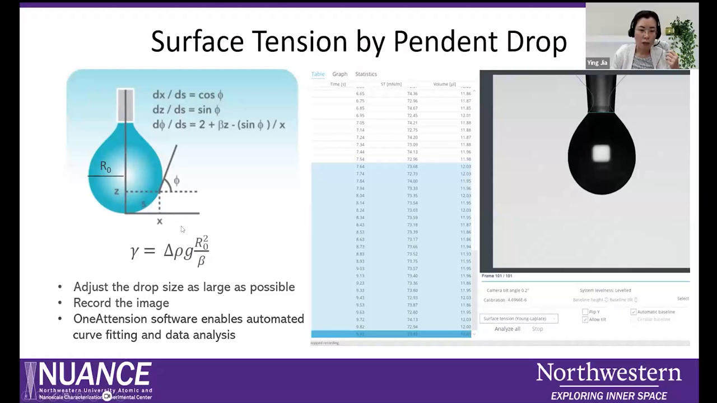We also have the density of the liquid here. Then you just leave everything else to the software, and it will automatically analyze the shape of the droplet, plug in the weight, and give you the surface tension in a column showing here. This is a screenshot from our software showing how the water droplet looks and the curve fitting, and it automatically generates the column with the surface tension for water.